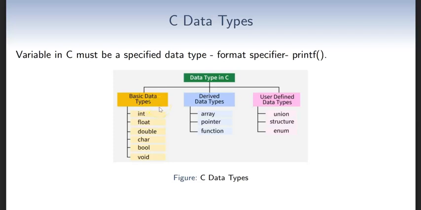Basic data type is a primary data type which contains integer, float, double, character, boolean and void. The next one is derived data types which contains array, pointer and function. The next one is user defined data types which contains union, structure and enum.